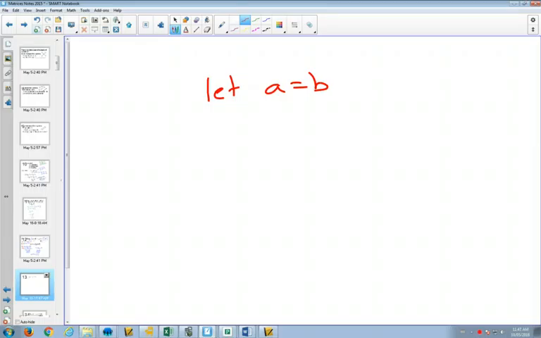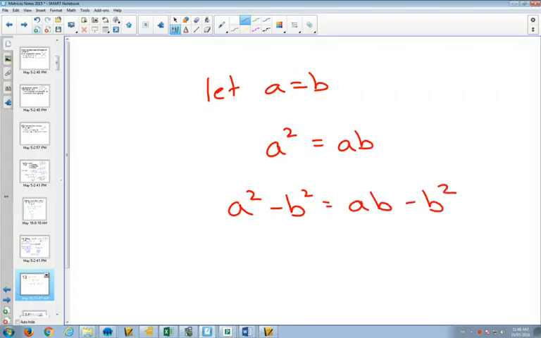Let A equal B. Okay? So we're gonna start with that. That's our A is equal to B. Now if we multiply the same thing on both sides, they're still equal, right? So if I multiply both sides by A, this side will become A squared. This side will be A times B. If I add or subtract things on the same side, they're still equal, right? So if I subtract B squared on this side, I could subtract B squared on this side.